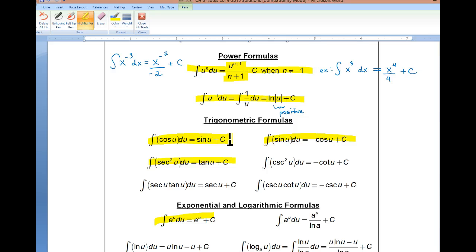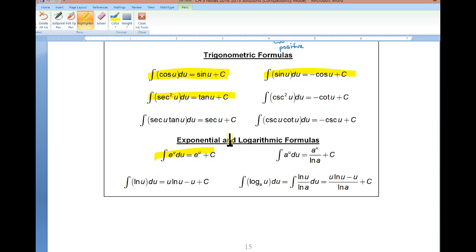Isn't the derivative of cosine negative sine? Correct. So the derivative of negative cosine would be negative negative sine. Gotcha. Okay, the other one that you do need to know is e to a power. E is probably the easiest one because remember, e to a power, the derivative of that was e to the power. Okay, let's look at the examples.